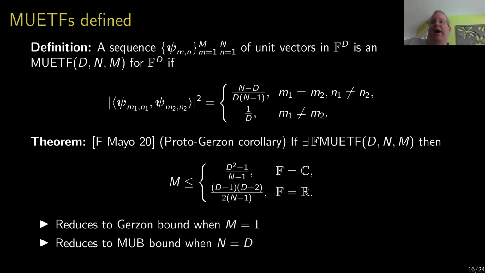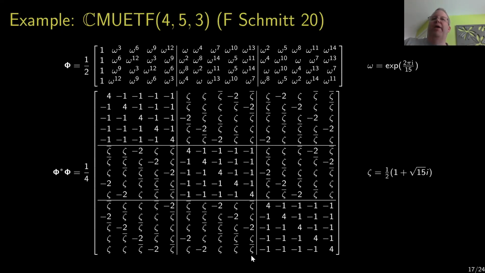Okay, you can apply proto-Gerson in this case and show that if these M mutually unbiased ETFs of parameters D, N all exist, then you get this bound between M, D, and N. And it's kind of nice because it unifies the two other Gerson bounds. When you pick M equal 1, this reduces to the classical Gerson bound on the maximal number of equiangular lines. When you pick N equal D, this reduces to the maximal number of MUBs you can have in D-dimensional space.